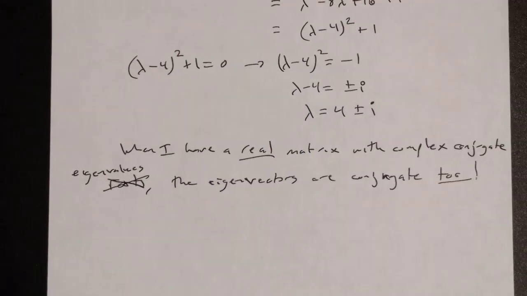Now, what that really means to me is that I only have to solve the eigenvector once. So I'm going to make my life happier, and I am going to pick one eigenvector. You want to do 4 plus i or 4 minus i? 4 plus?